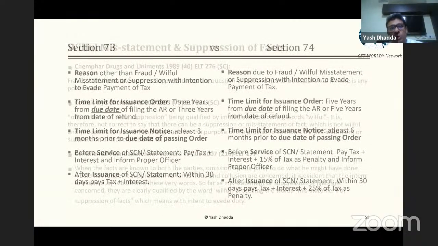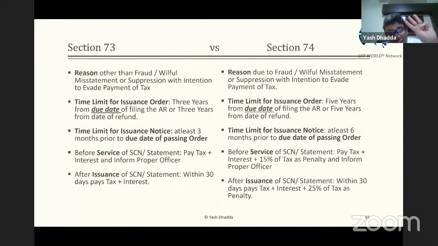जहां पे जानबूझ के चोरी का केस नहीं है वहां पे ऑर्डर 3 साल तक पास हो सकता है from the date of annual return.